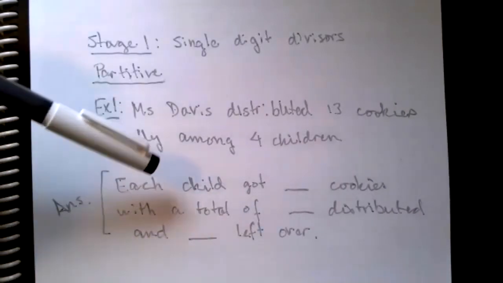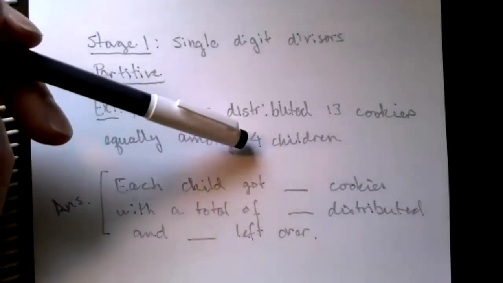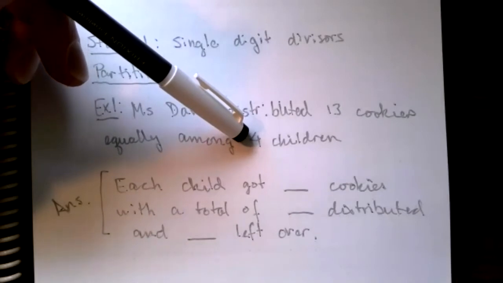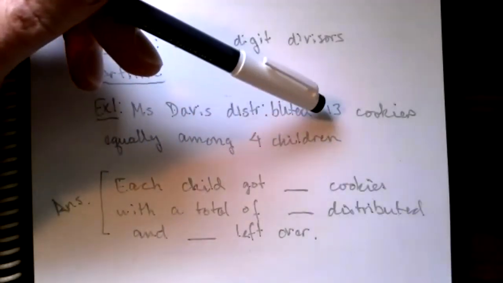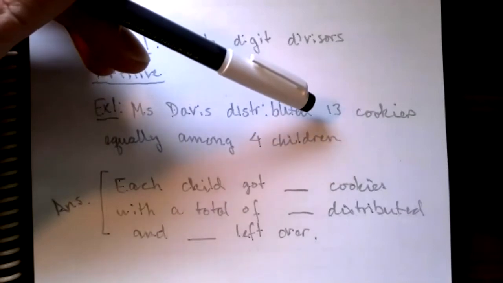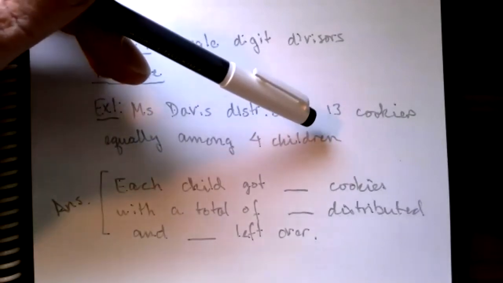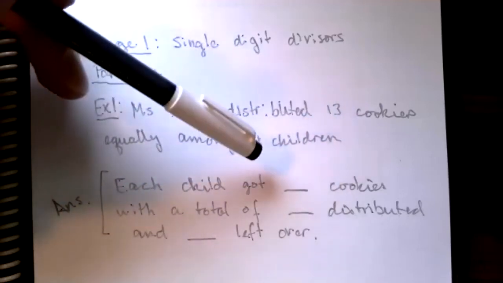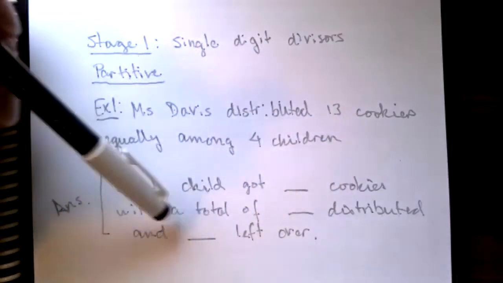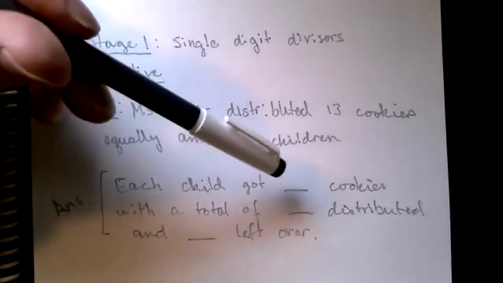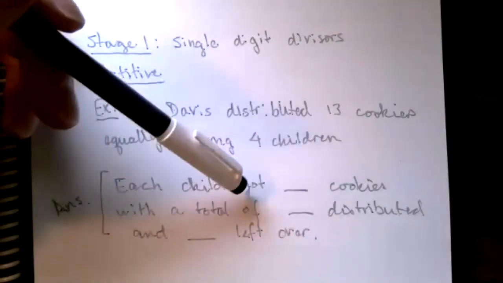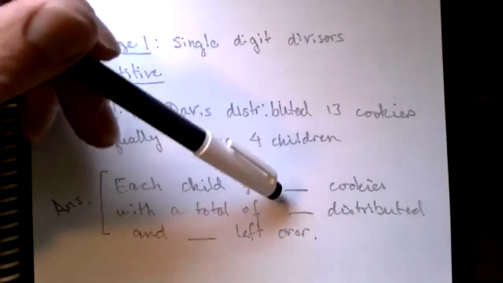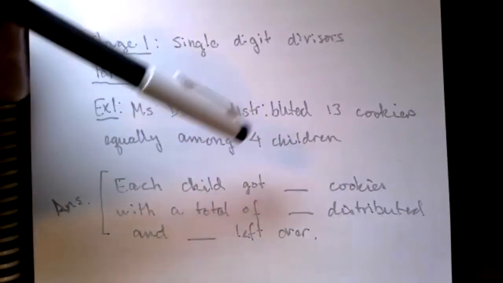So we're distributing the cookies among 4 children. So we know this is not a multiple of 4, right? Because we know our multiples of 4. 4, 8, 12, 16. We've skipped over 13. 13 is not a multiple of 4. All right. So now we can fill this in right away here. I'm not going to do it just yet because I want to show you how the information in the long division algorithm gives us these answers.